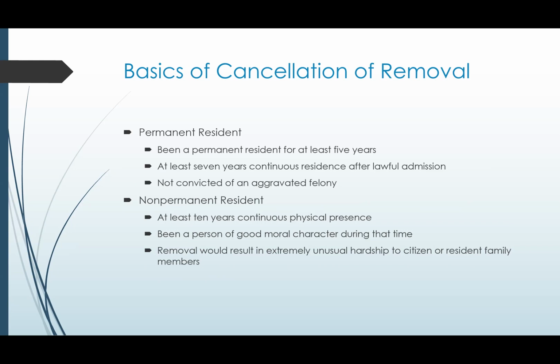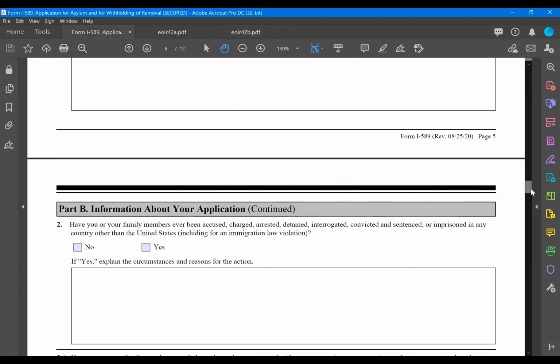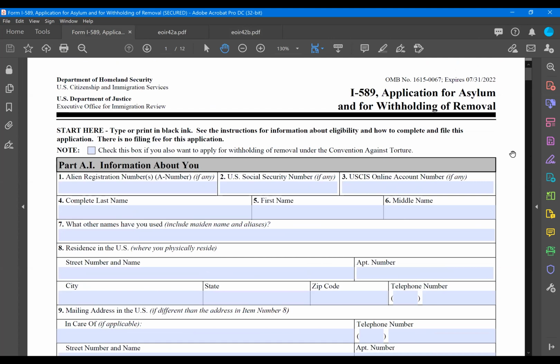No questions. Okay, so I'm going to switch over to the actual forms, and we're going to start with the I-589 and just go through it, so that some of you may not have ever seen this before or have never actually filled it out, so I want to show it to you.